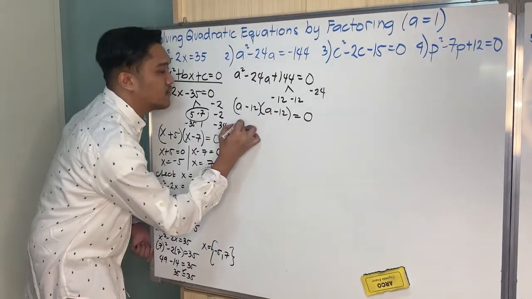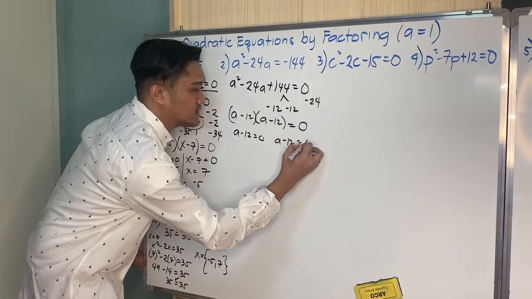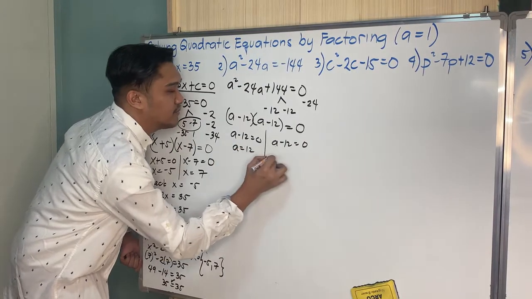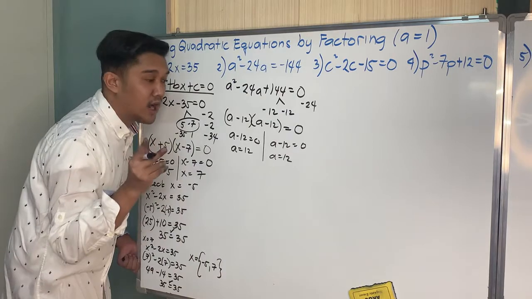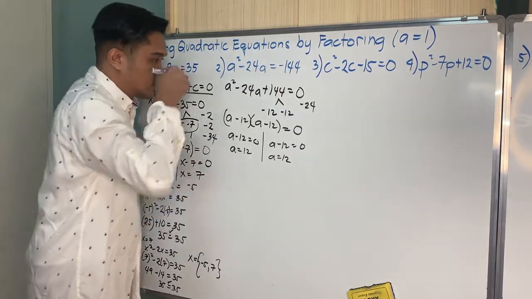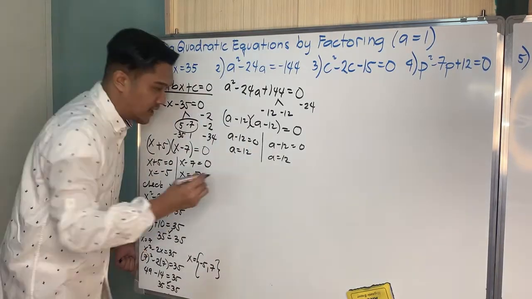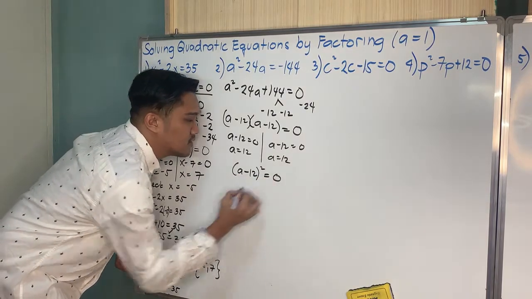Okay, equate natin sa 0. A minus 12 equals 0. A minus 12 equals 0. So, magiging a is equal to 12. Ibig sabihin, ang sagot sa a ay dalawang parehong 12. Okay? So, pwede rin naman na ito ay maging square of a binomial. Pwede rin siyang a minus 12 squared is equal to 0.